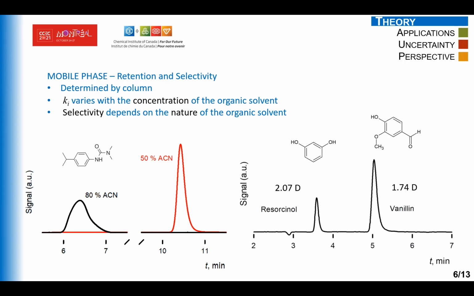Here I have an example with resorcinol and vanillin. Resorcinol is more polar than vanillin, so the values you see on the graph are their dipole moment, and the resorcinol is more polar, so it prefers to stay in the mobile phase, and therefore it elutes before vanillin, which is less polar.